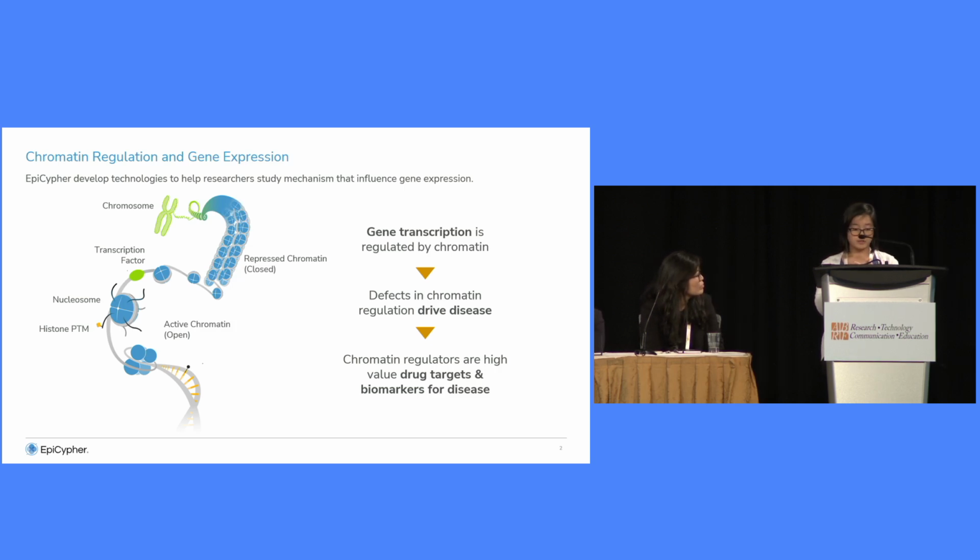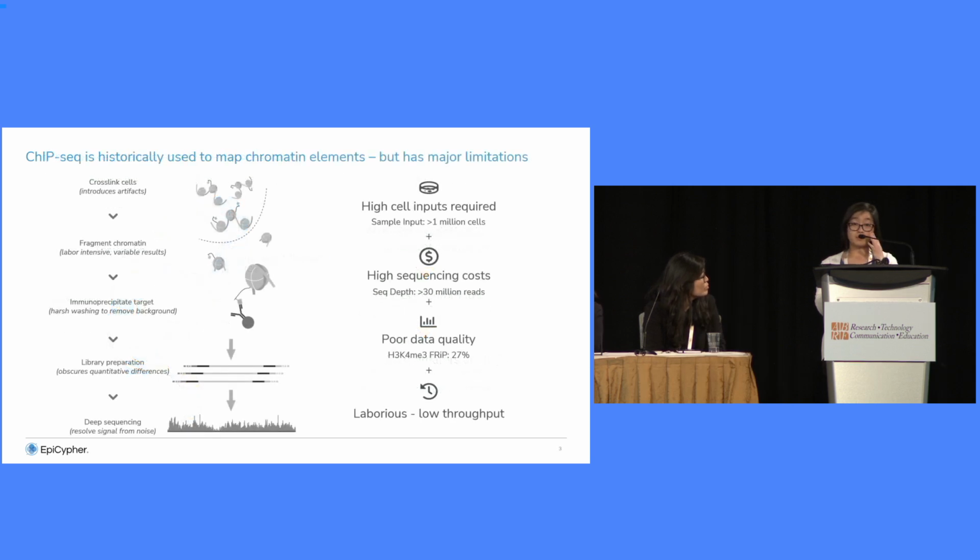So we use genomic assays to probe changes in these chromatin regulators. One such assay is ChIP-seq, which is widely used but comes with significant limitations. You're starting with extensively cross-linking over 1 million cells. You're fragmenting your chromatin, which is labor-intensive and prone to variability. You add your antibody, immunoprecipitate your target, but non-specific binding often necessitates harsh washing steps to minimize your background noise.